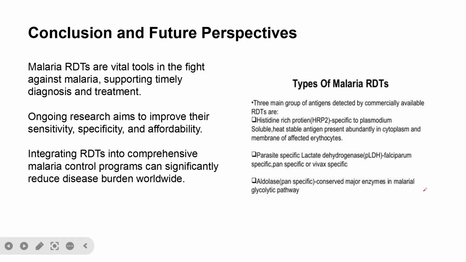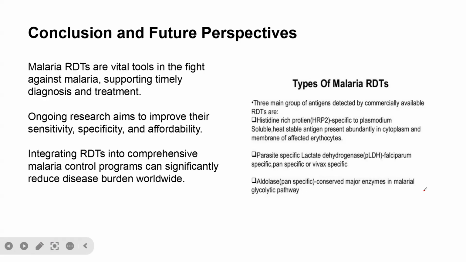And of course, as you can remember, we have also different types of malaria RDT tests. So the three main groups of antigens detected by commercially available RDT kits include histidine-rich protein 2, which is specific to Plasmodium falciparum, a soluble, highly stable antigen present abundantly in the cytoplasm and membrane of affected erythrocytes. So this antigen is present in the cytoplasm and also the membrane of the affected red blood cells.